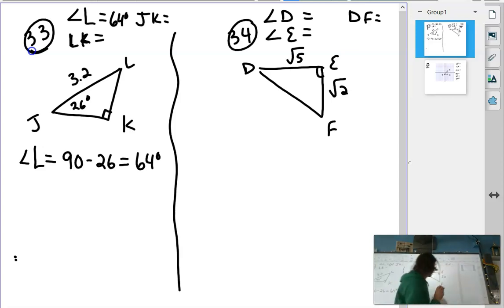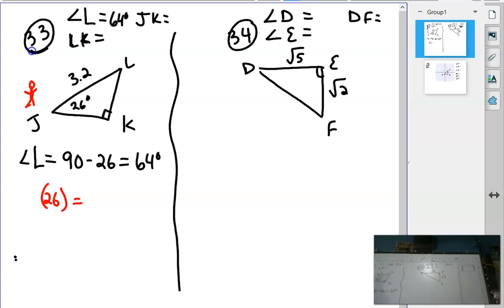Because I was given angle J of 26 degrees, that means that's where I'm standing. So I'm going to stand right here. There's Mr. Rising. And from this 26 degree angle, I know the hypotenuse. It's 3.2.